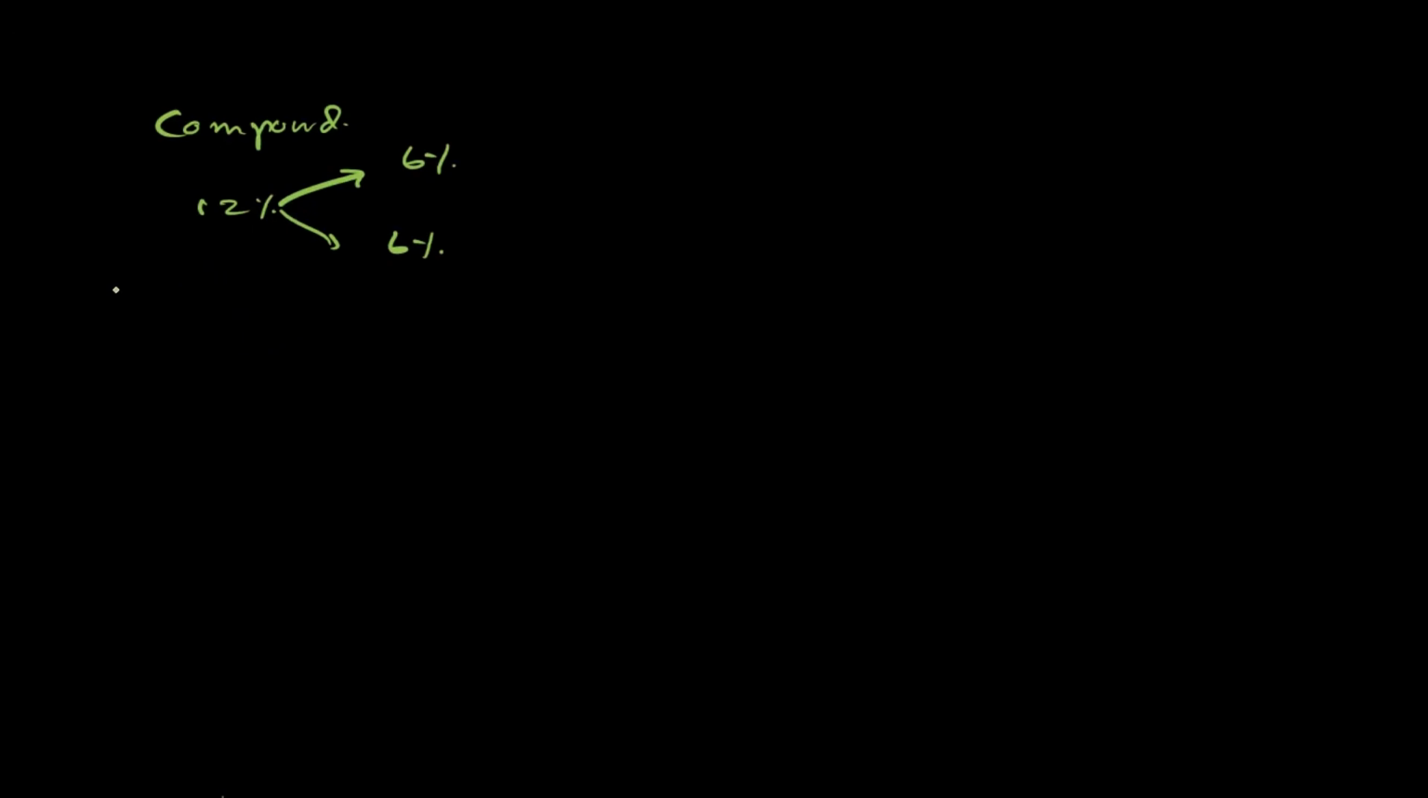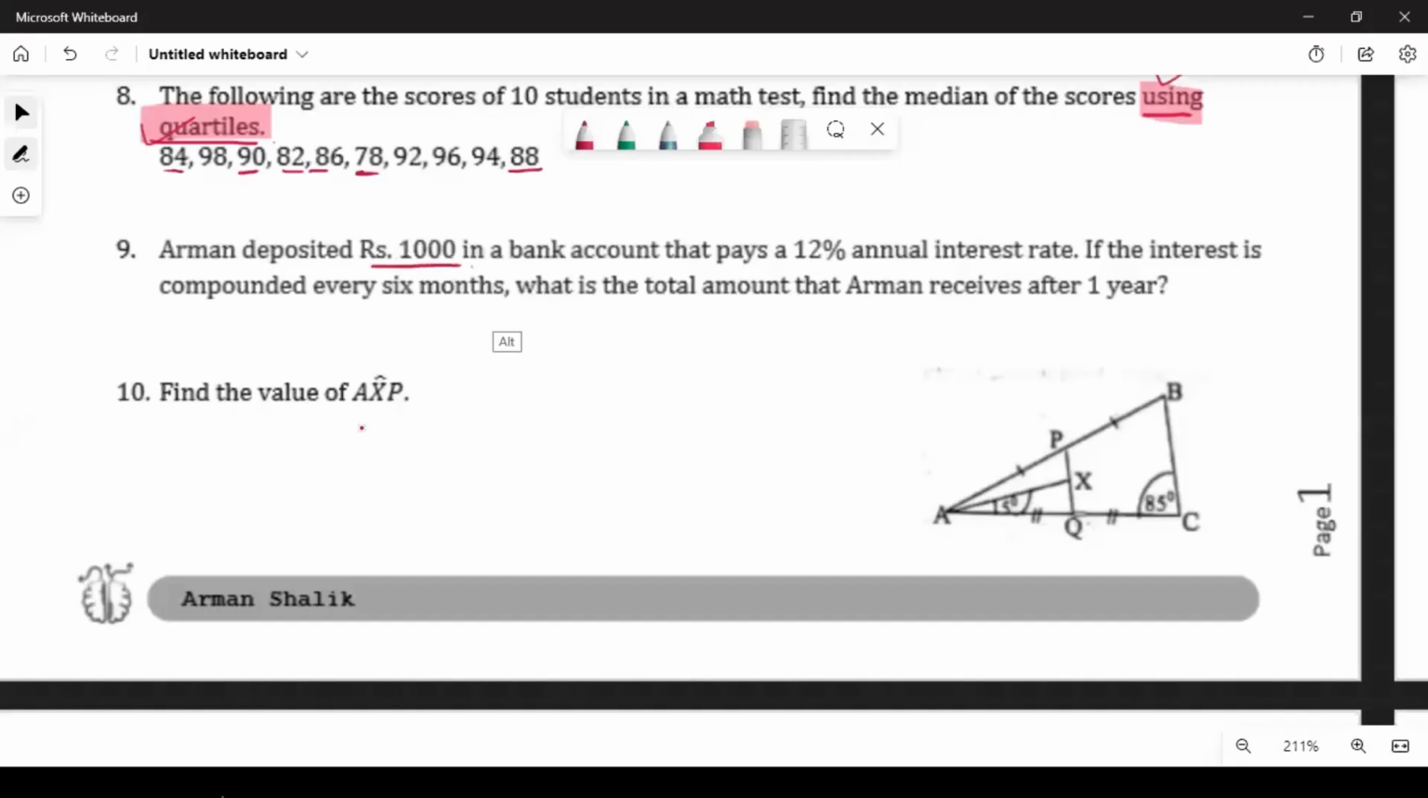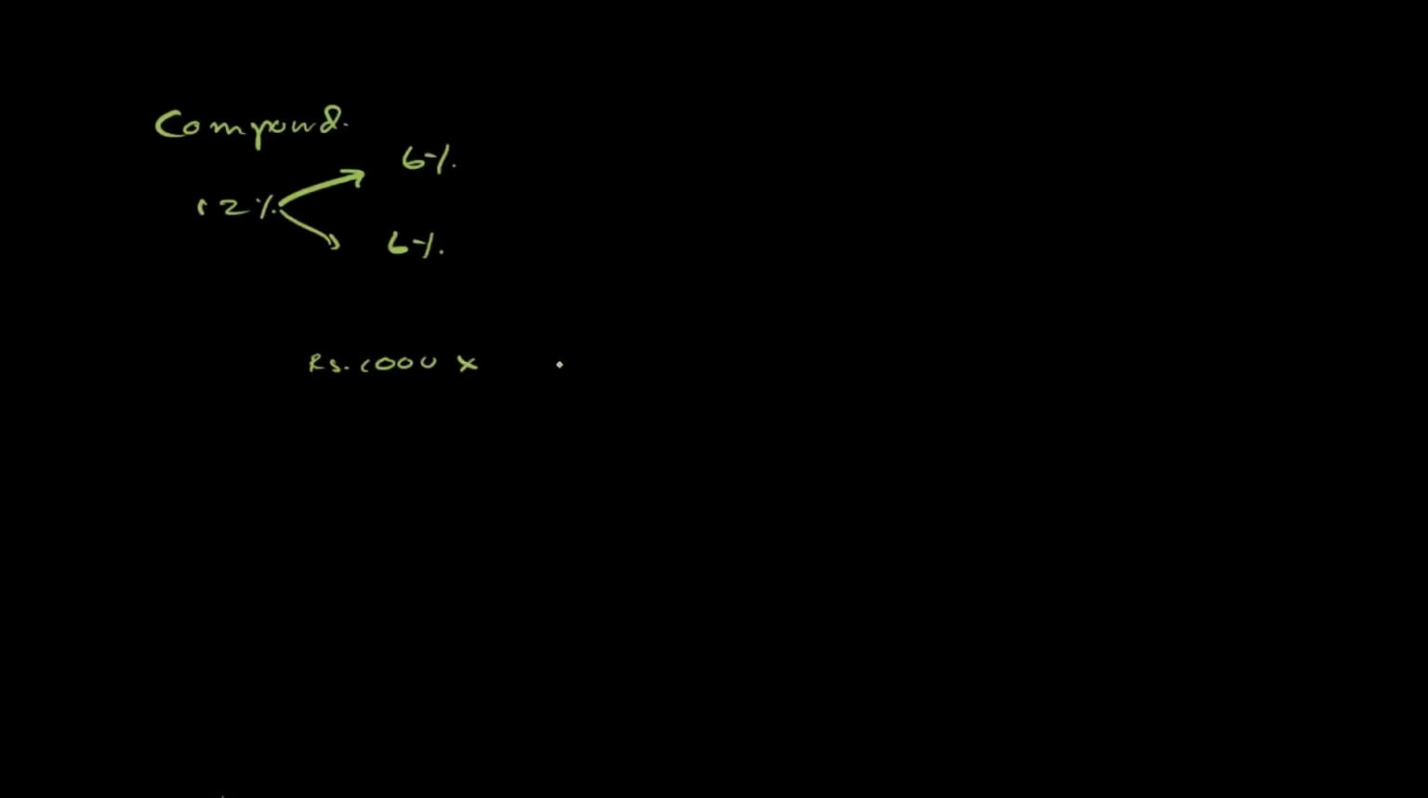I am going to solve the question in one single step. Listen very carefully. They want us to find the total amount at the end of the year. This is the initial amount that he deposited, 1,000 rupees. If you just multiply that with this 6%, it will give you the interest. But if you multiply that with 106 over 100, this will give you the total amount at the end of the first 6 months. This is compound interest.